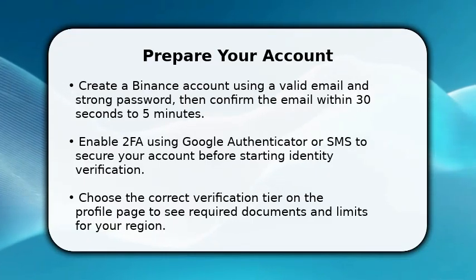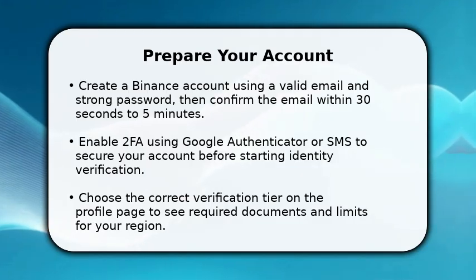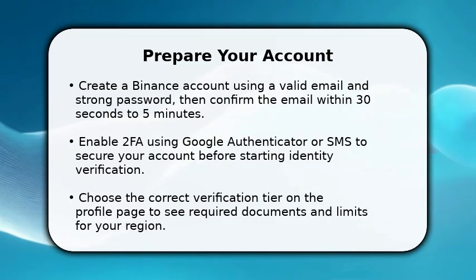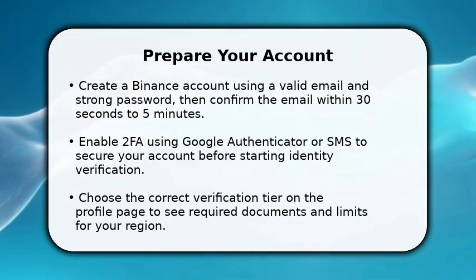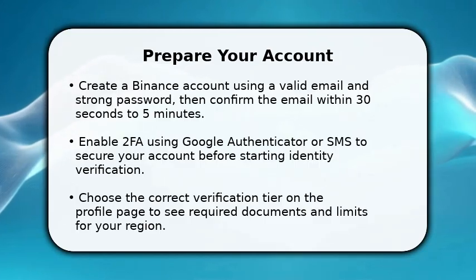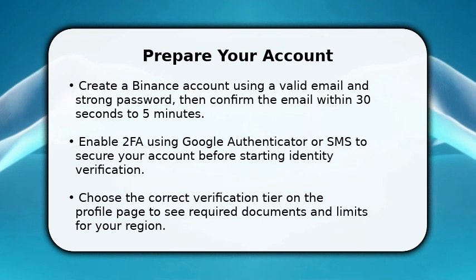Create your Binance account with a valid email and a strong password, then confirm the verification link within 30 seconds to 5 minutes. Next, enable 2FA using Google Authenticator or SMS to protect login attempts before sending ID documents. Finally, open Profile Identification and choose the correct verification tier for your region so you can view required documents, transaction limits, and whether you need basic ID or advanced proof of address to proceed.